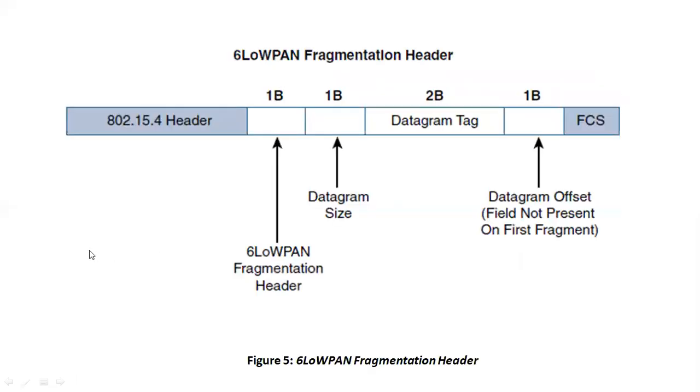Okay. So we will see here, this is the 6LoWPAN fragmentation header. So this is the original header and this is the FCS. And we are focusing only on this white portion. This white portion is nothing but the fragmentation header, right? So this fragmentation header is again divided into 4 fields here. So this first field is 1 byte, and what is it going to tell us? The 1 byte is nothing but 8 bits, 8 zeros and ones here, right?